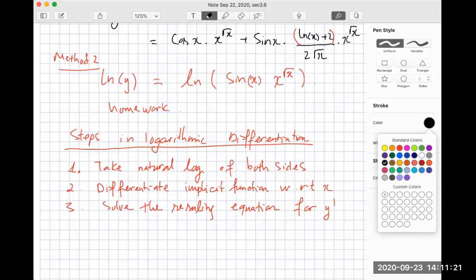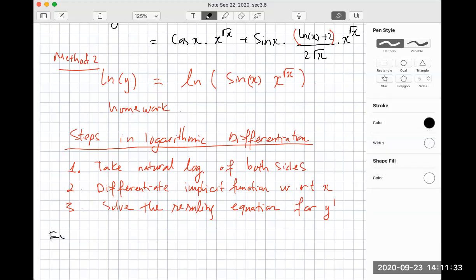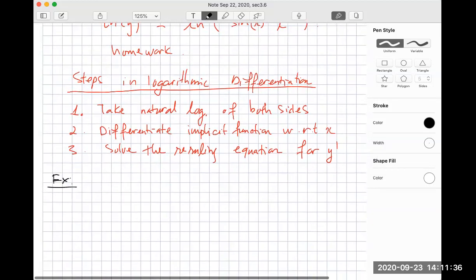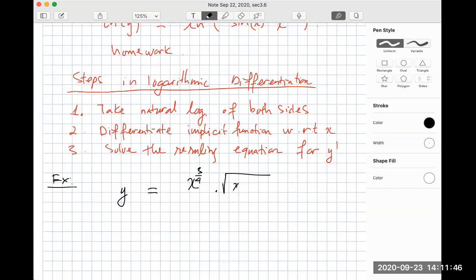And now, let me give you an example so that you can go home and play with that. How about this one? If y here is x to the 3/4 times square root of x squared plus 1, divided by 3x plus 2 to the 5.